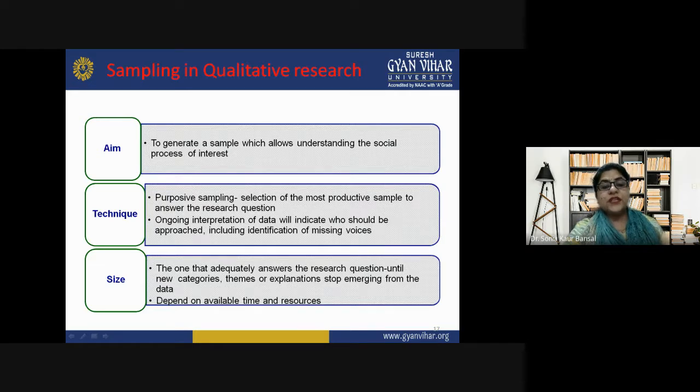Ongoing interpretation of data will indicate who should be approached, including identification of missing voices. So this is how it works. Then if we see the sample size in qualitative research, this is the one that adequately answers the research question until new categories, themes or explanations stop emerging from the data, depending on available time and resources. So this is how sampling is being done in qualitative type of research.